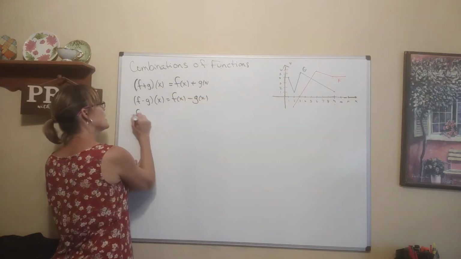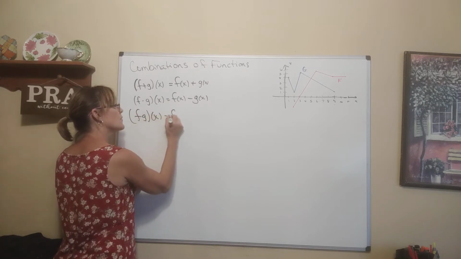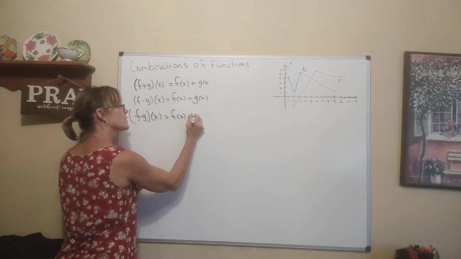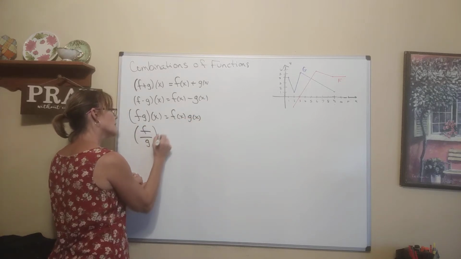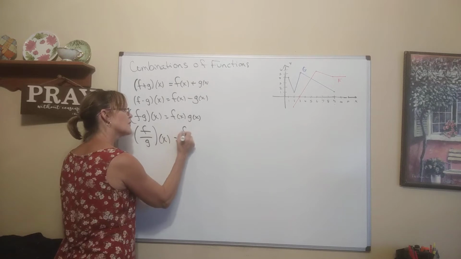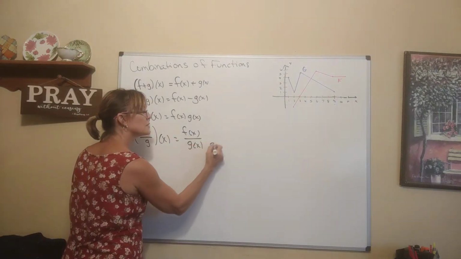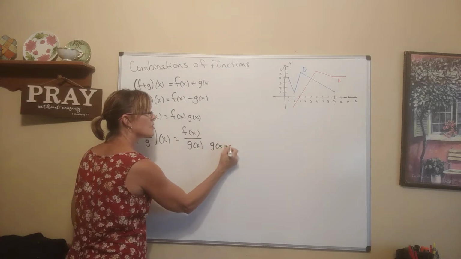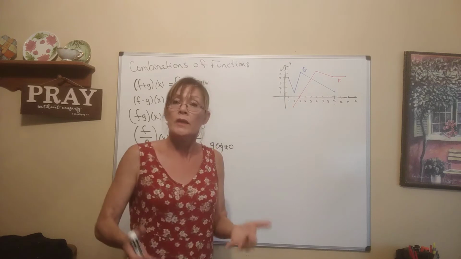F minus g of x is f of x minus g of x. F times g of x is f of x times g of x, and then f over g of x is the division of f of x over g of x. And of course, this is for the cases where g of x does not equal 0, because we're never allowed to divide by 0. So that's just what those mean.